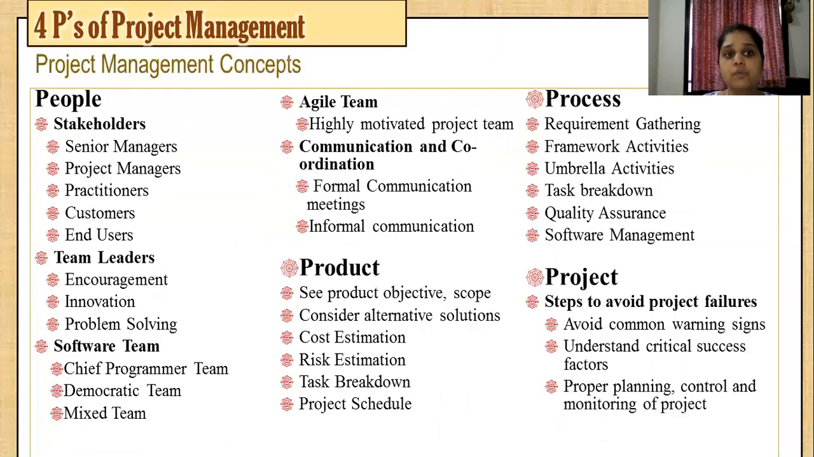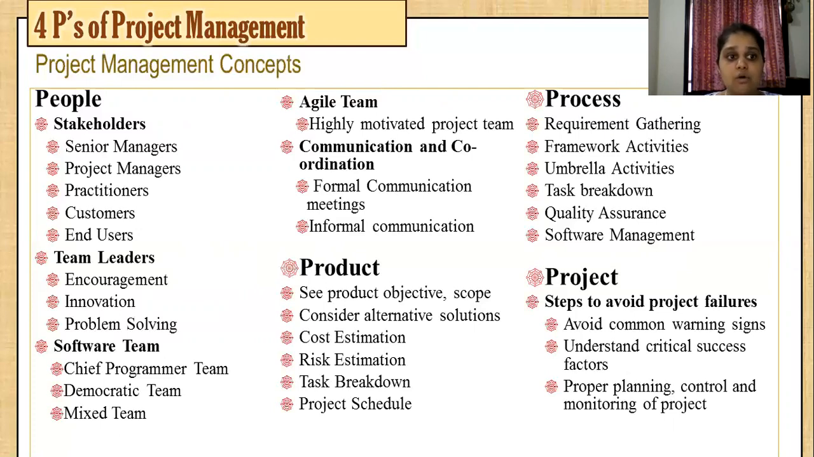Next, we shall see 4 P's of project management. The 4 P's are people, product, process, and project. First, we shall move on to people. Now, people is nothing but a kind of community, or you can say a group of people. So these people are actively involved in the participation of project discussions, in project meetings, in the development of the project, and they are sort of stakeholders who are affected by the project development.